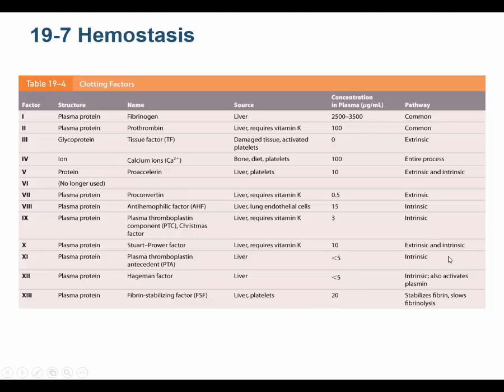This is a table of all of the factors and what their names are. I need you to know that factors 1 and 2 are fibrinogen and prothrombin. So 1 active is fibrin, 2 active is thrombin. I need you to know that.